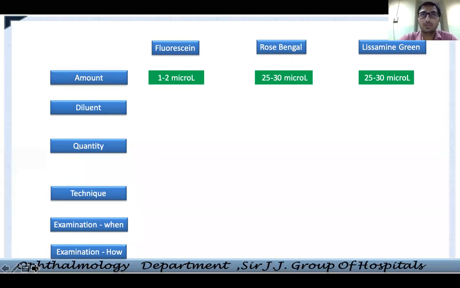You don't want more, you don't want less. Whenever you are staining, it is basically for diagnostic purposes and it should be adequate. Adequate is the word. So for fluorescein, it has to be only 1 to 2 microliters that we want to use. This is the quantity. For rose bengal and lissamine green, you can be a little more free and can use up to 25 to 30 microliters.